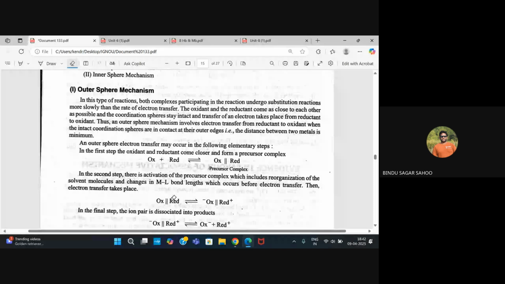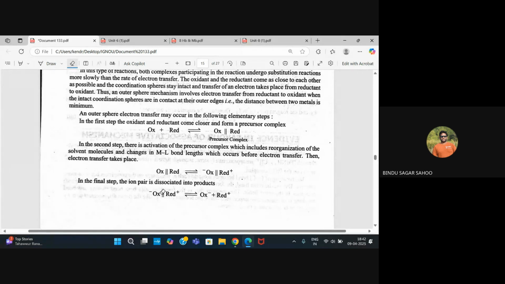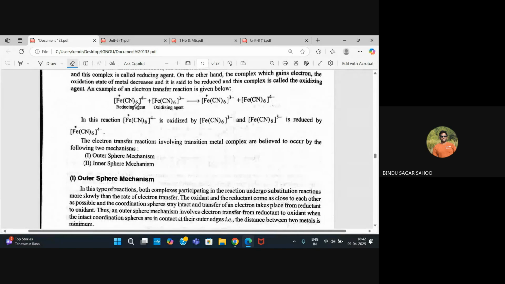After loss of electron, the reductant complex will get a positive charge, and the oxidant complex will get a negative charge. And in the final step, the ion pair is dissociated. These two ions will dissociate to form OX minus and reductant plus. That means the electron transfer will occur from the reductant side to the oxidant side, and there will be an increase in the metal oxidation state of this complex and a decrease in the metal oxidation state of this complex. That means I can say this will be a positive complex and this will be a negative complex.